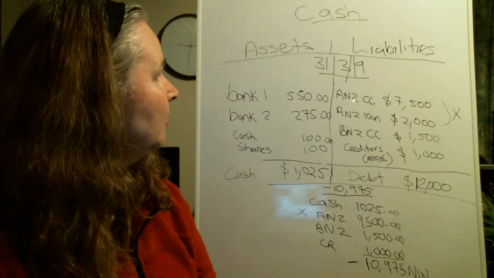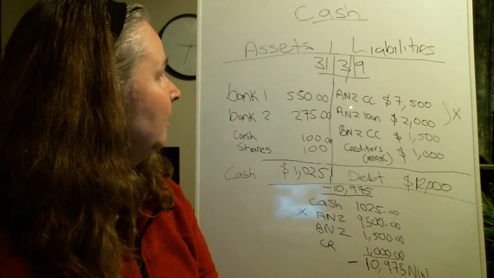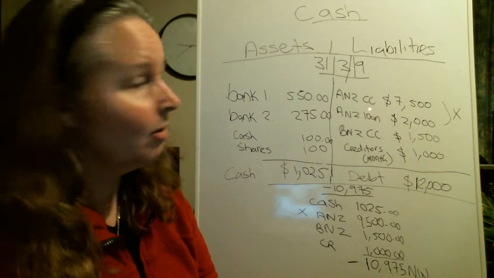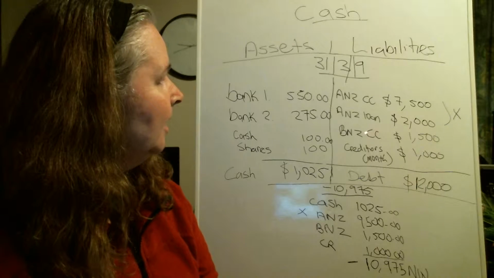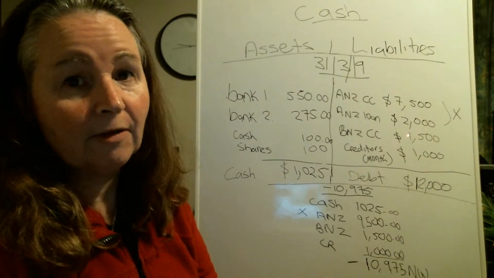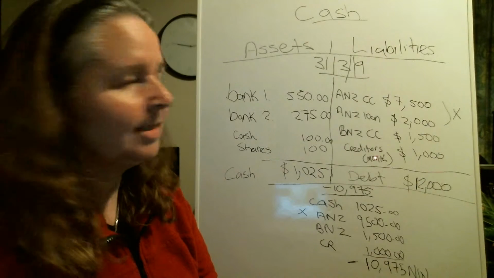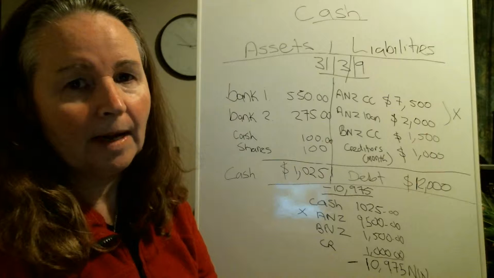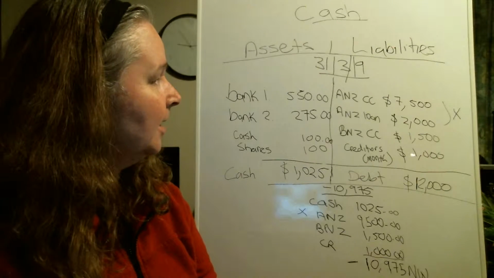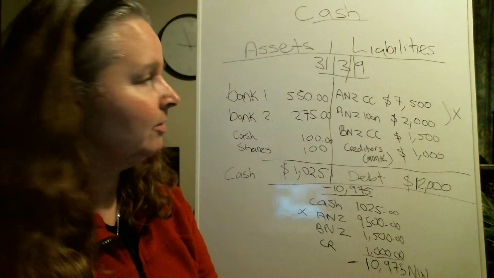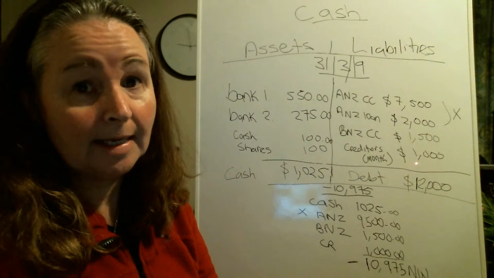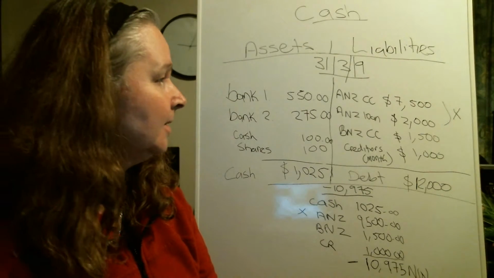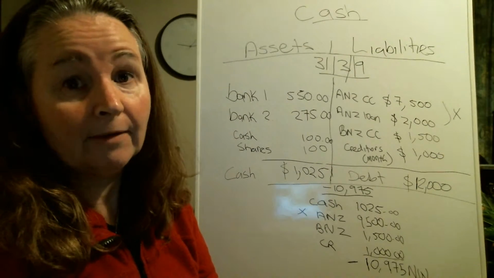So over on the liabilities side, we've got an ANZ credit card, $7,500, and an ANZ loan, $2,000. A BNZ credit card, $1,500, and then our monthly creditors, $1,000. Now, if you've done your budget from last time, recall in our expenses we worked out how much our expenses are for the month, and that's what this figure is. It goes into here, because we're assuming that we're going to pay our creditors on a monthly basis, so we can work it out to be that figure.